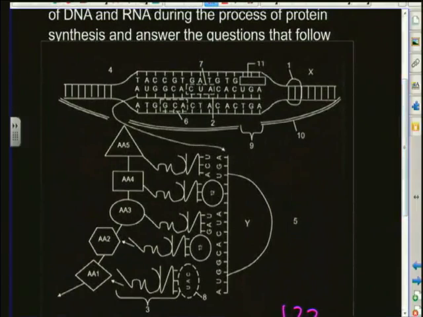They asked you, what is this? They ask you what number 1 is. The molecule. The DNA is a molecule. Number 1 is my DNA.